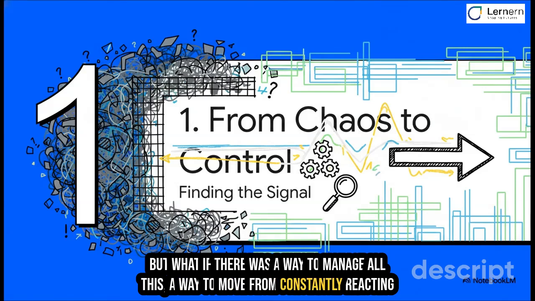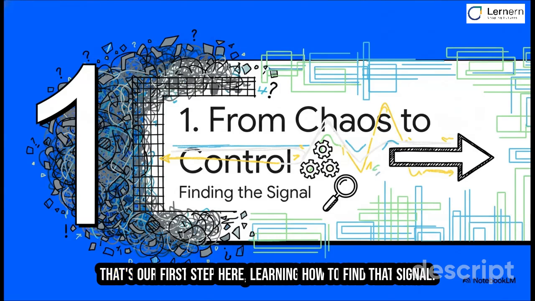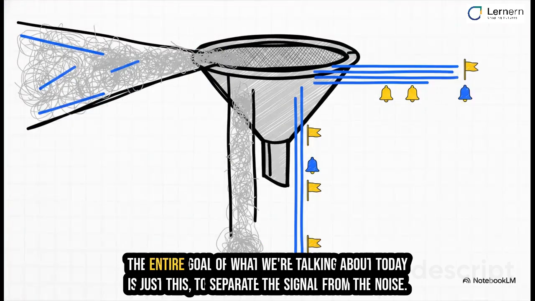But what if there was a way to manage all this? A way to move from constantly reacting in chaos to actually operating with control? That's our first step here, learning how to find that signal. The entire goal of what we're talking about today is just this: to separate the signal from the noise.